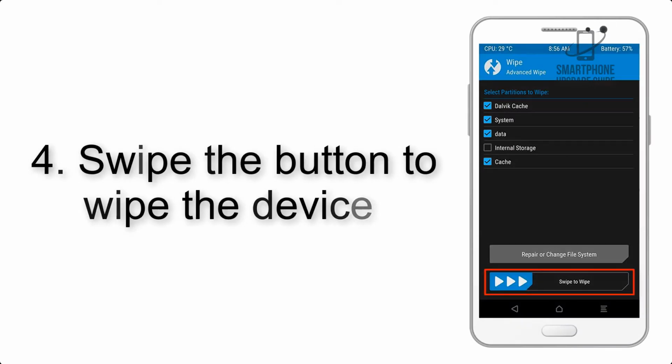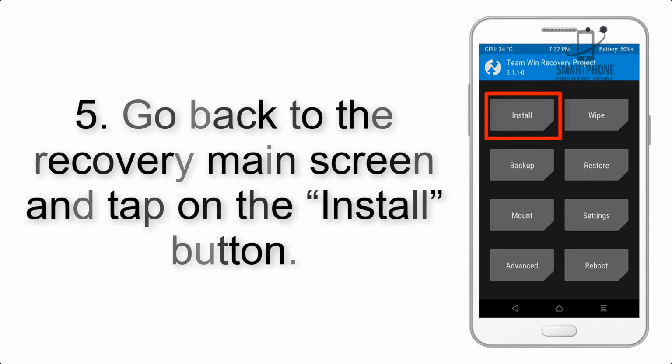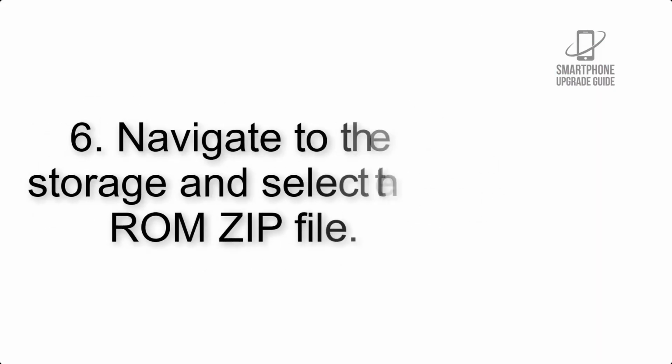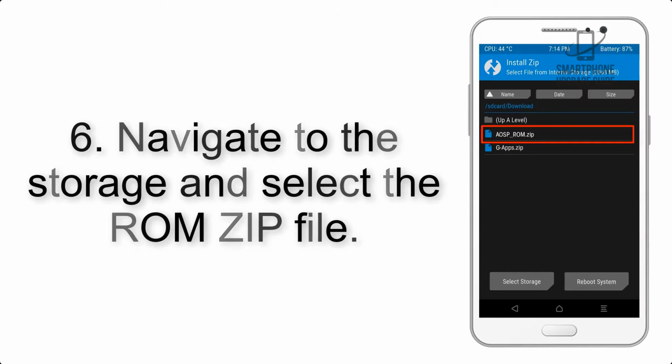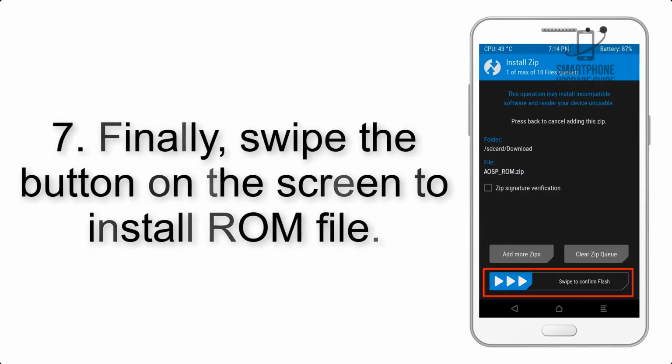storage. Step 4. Swipe the button to wipe the device. Step 5. Go back to the recovery main screen, and tap on the Install button. Step 6. Navigate to the storage, and select the ROM zip file. Step 7. Finally, swipe the button on the screen to install the ROM file.